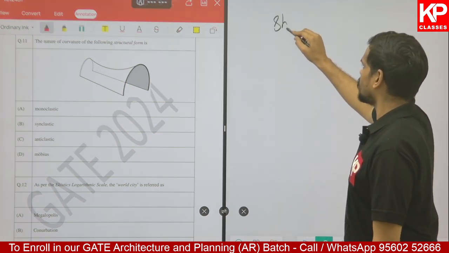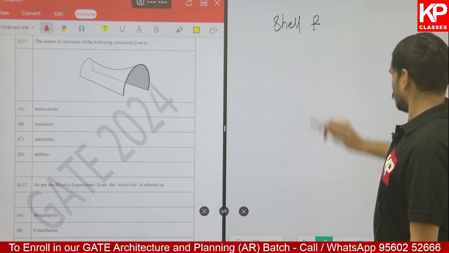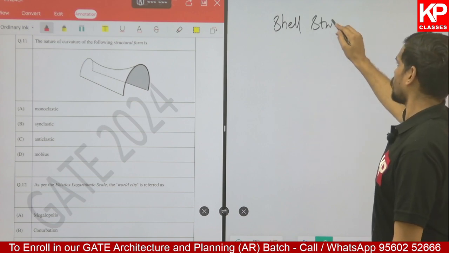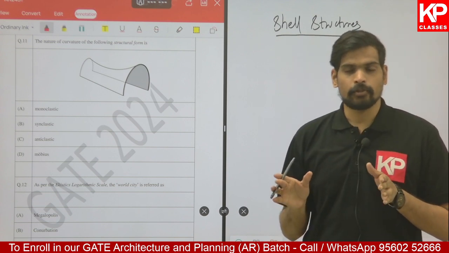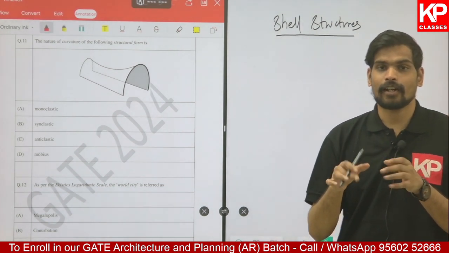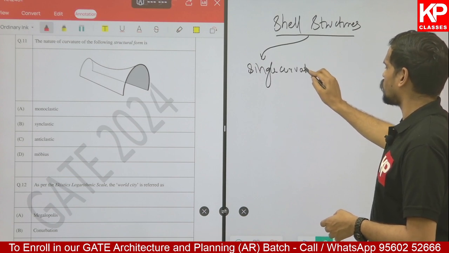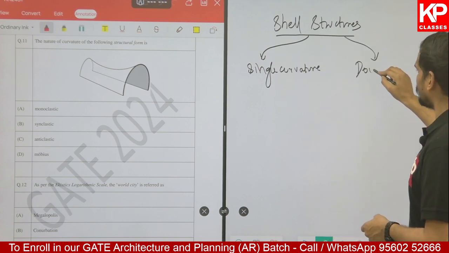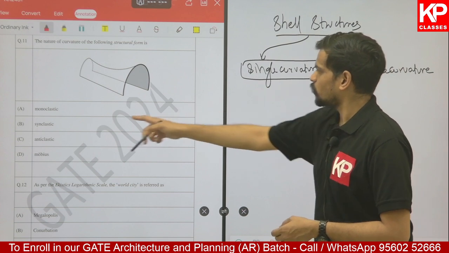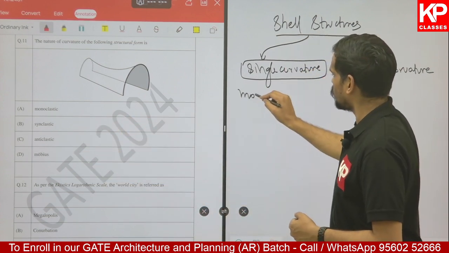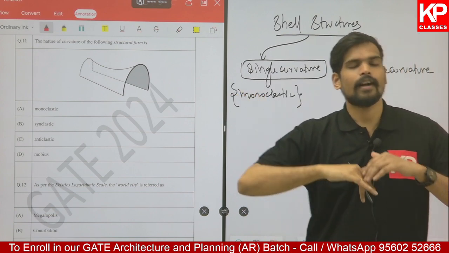In shell structures, you can remember that shell structures can broadly be categorized into two types: single curvature shell structures and double curvature. You have single curvature shells based on their geometry, and you also have double curvature shells. Single curvature shells are also referred to as monoclastic shells. What are single curvature shell structures? Something like a barrel vault, probably.